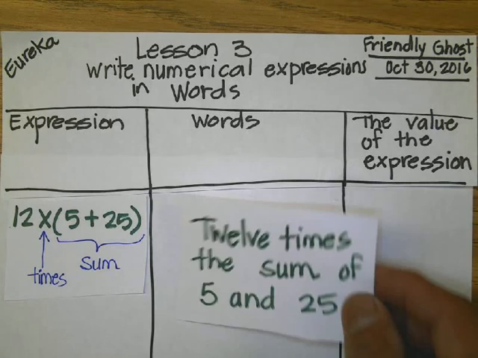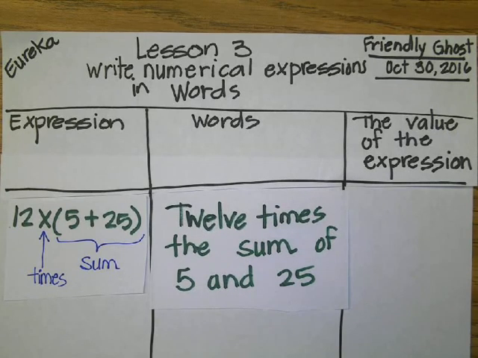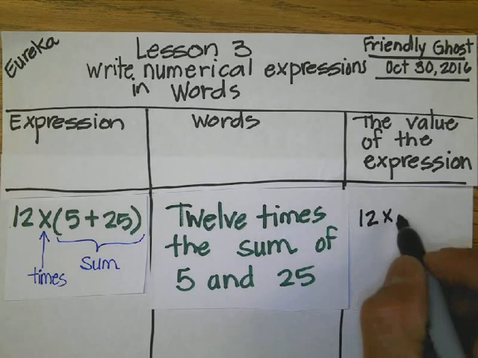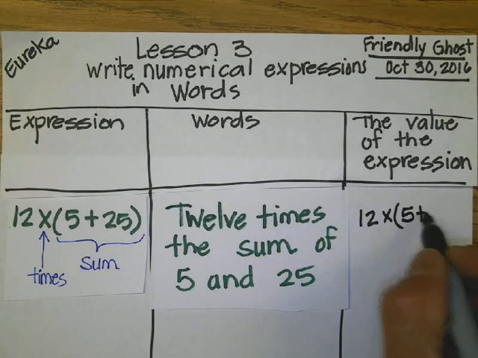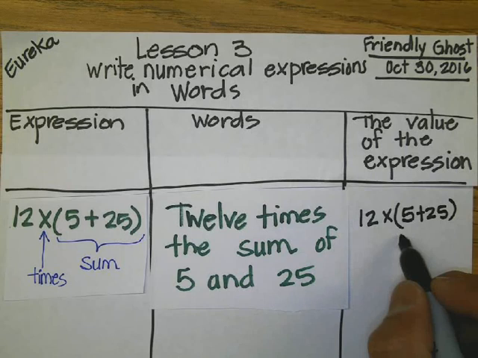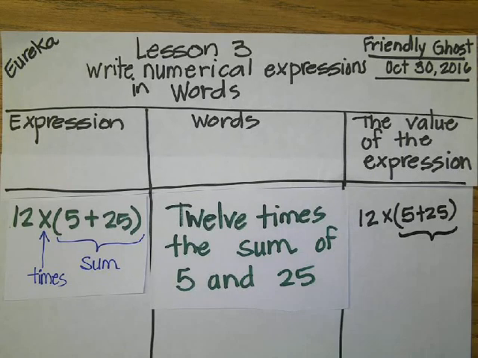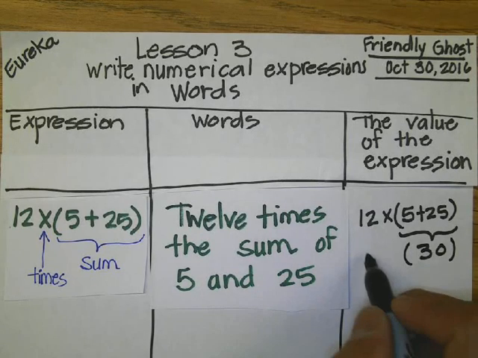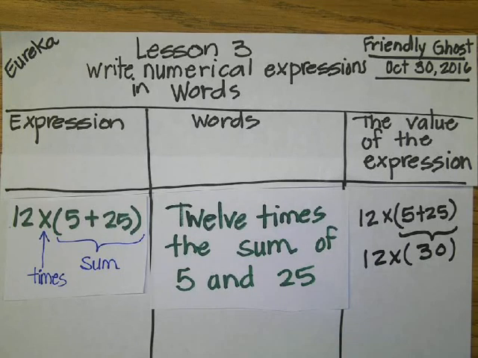And my friends, here we go. Bam! This is what happens. This is how you write it. Now, if you have to solve the equation, all you gotta do is just get it done. So here's your expression. 12 times a sum. It is always easier to do the sum first. 25 plus 5 equals 30. Now all we gotta do is multiply that by 12. Simple, right?